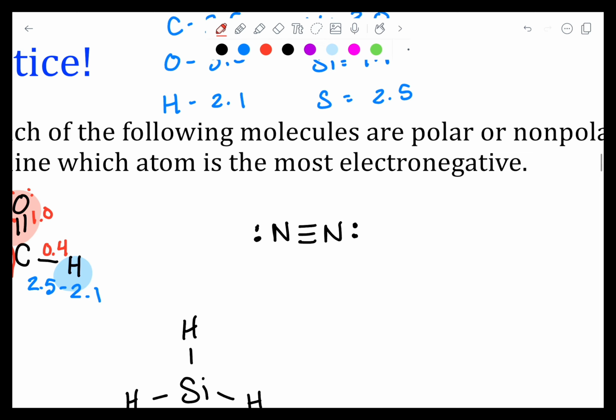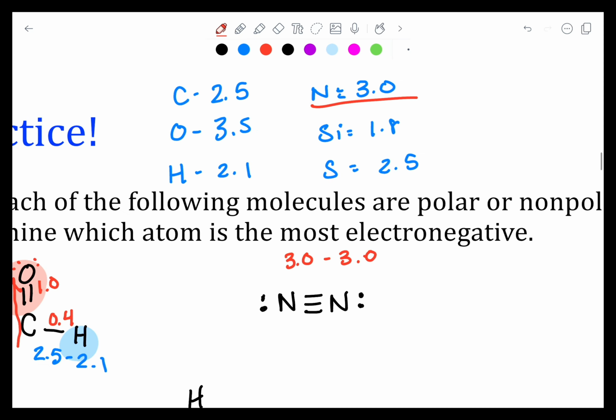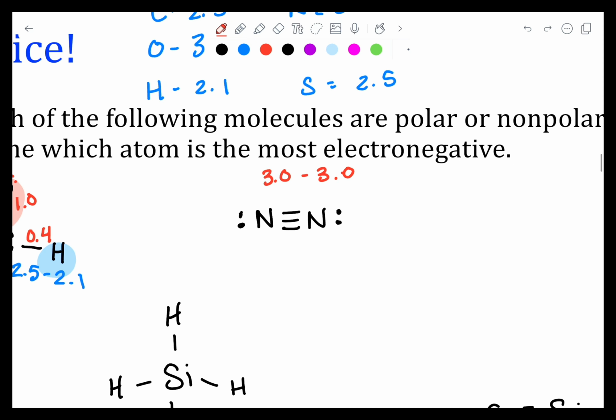Let's look at N2. Now we said when we talked about polarity of bonds, if it's the same atom, it has an electronegativity difference of 0 because you're basically taking 3.0 minus 3.0. That's our electronegativity of nitrogen. So this has an electronegativity difference of 0. So the bond is nonpolar, which means that the molecule itself is nonpolar.